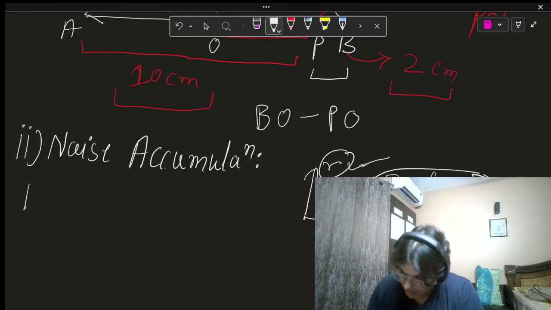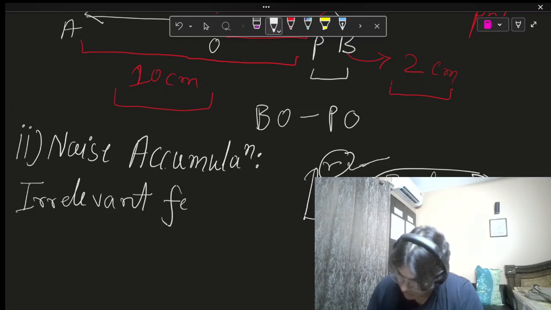Basically, irrelevant features increase, or accumulate, whatever you want to call it.